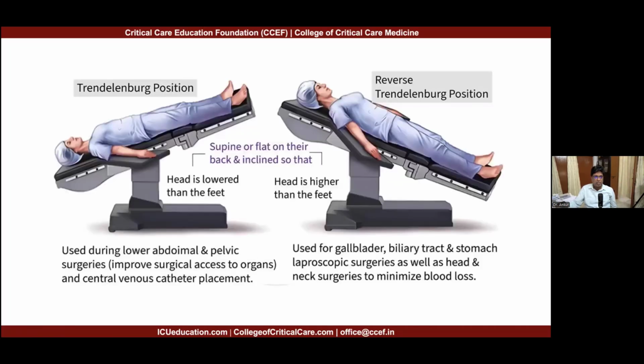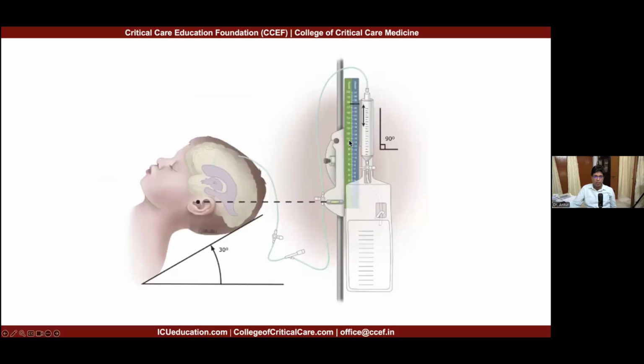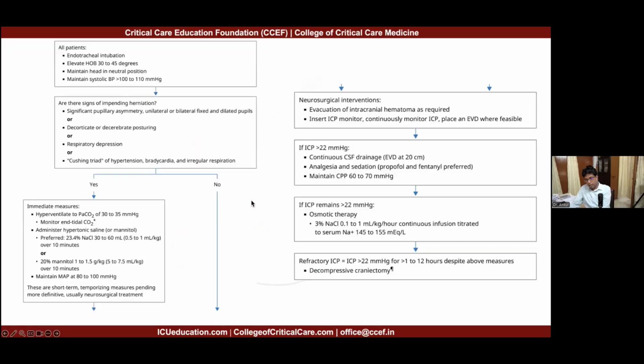And if you are draining the CSF, an important thing I want to tell you is where it should be kept. This is your patient, and this is the tragus of the ear. The tragus of the ear should be in line with the transducer of your EVD. Not here, not here, not with the bag. You should see the transducer. Where is the transducer of this particular thing? Where the transducer is, it should be level with this. This will help you to measure the intracranial pressure.